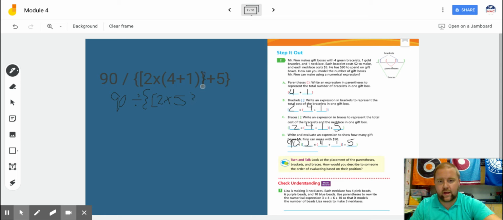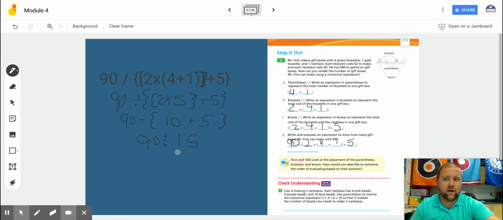Oops, this is supposed to be a bracket. I'm sorry. Okay, so I'll put the bracket here, and then plus 5, and then I'll do my brace. Now, since I'm done with the parentheses, I'm doing the bracket. So 2 times 5 is 10. Then I rewrite the problem again, and I say 90 divided by the brace, 2 times 5 plus 5 and then the brace. Now I have my grouping symbol again. That goes first again. So 10 plus 5 is 15. So now I have 90 divided by 15 left.